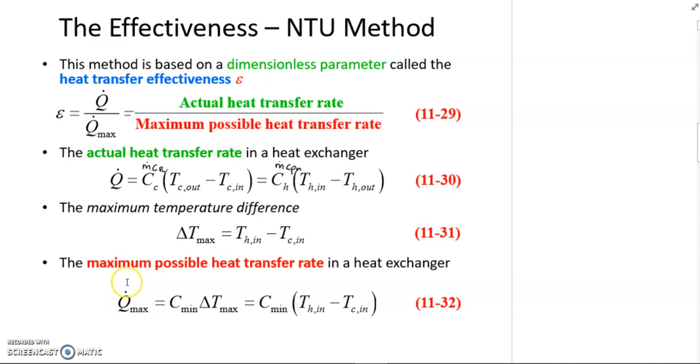And to get Q dot maximum heat transfer, you have to multiply by the minimum heat capacity. For this C min, you have to compare the values of C C and C H and take the minimum reading of these two. So why not C maximum? It is the maximum possible heat transfer rate, and we want to calculate the maximum possible heat transfer rate.